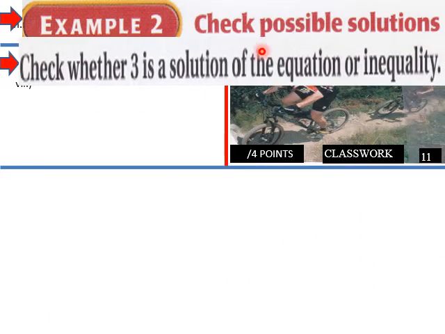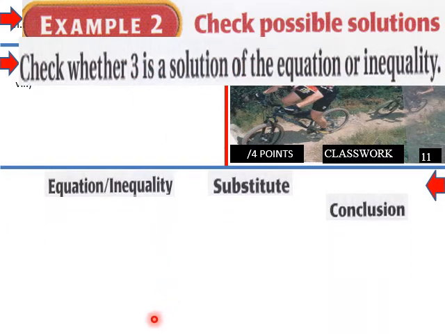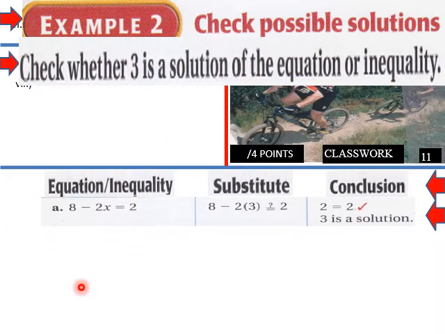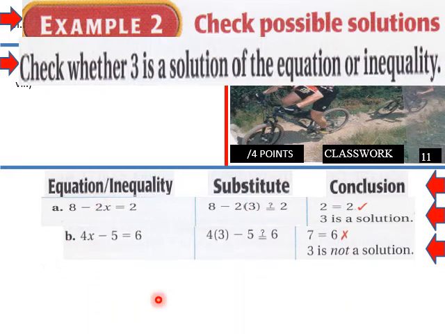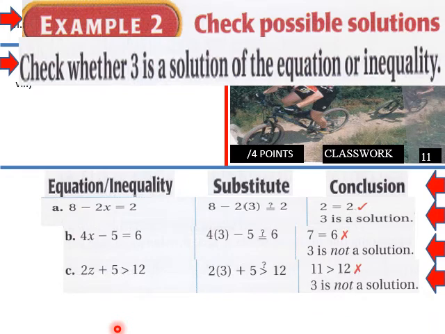Okay, example 2, check possible solution. Check whether 3 is the solution of the equation or inequality here. In this case, 8 minus 2x equals 2. We substitute in, yes, 3 is a solution there. And then here, 3 is not a solution because 7 does not equal 6 when you substitute in for that.